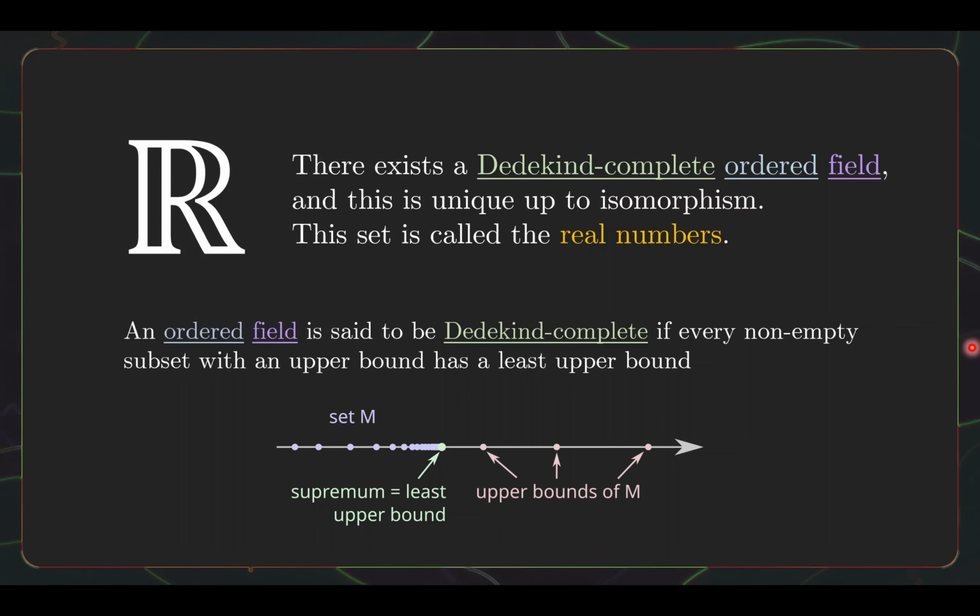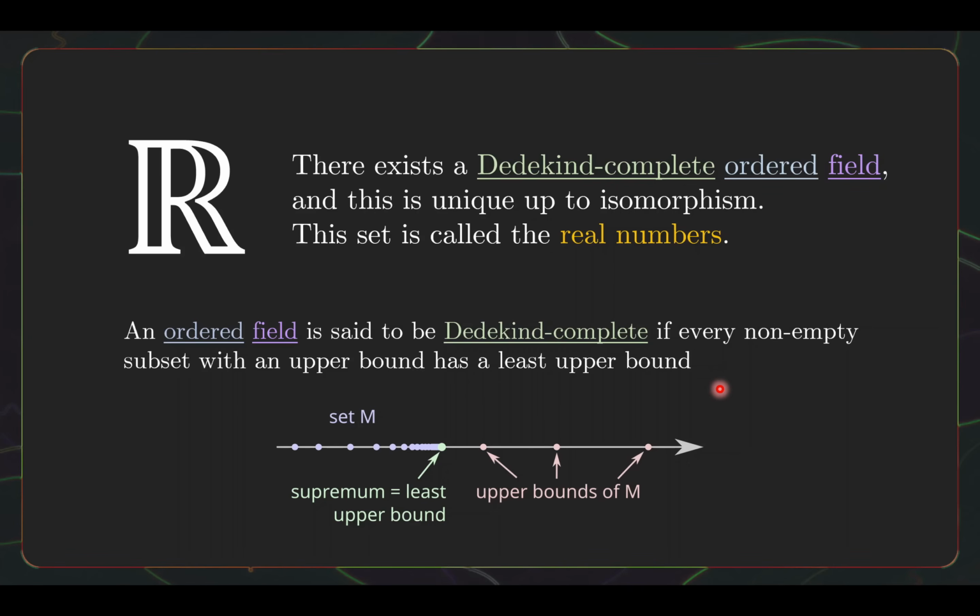And the third property we want our set to have, this one is a bit more abstract, so I'll explain it carefully. So now we already have an ordered field, and we want to add this third property. And this third property basically is Dedekind complete. What this means is that if we have this non-empty subset, and this non-empty subset has an upper bound, then it must have a least upper bound. Okay, what does this mean?